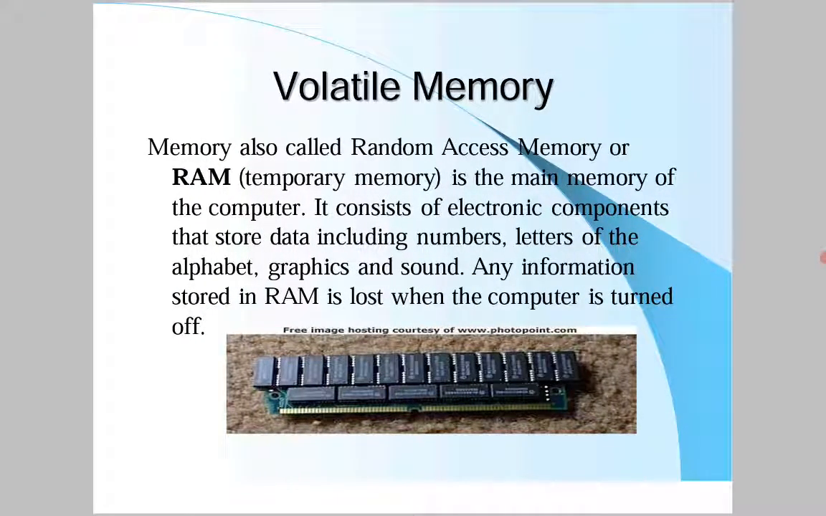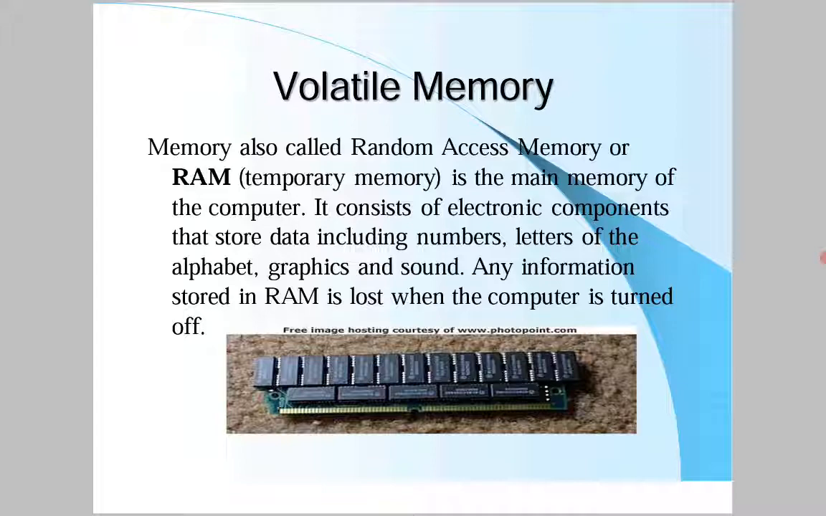RAM is the main memory of a computer system. Random access memory is high speed, high cost, very fast memory. It is also temporary memory, so it is also called volatile memory. So what is volatile memory or RAM? Random access memory, or RAM, is the main memory of the computer.